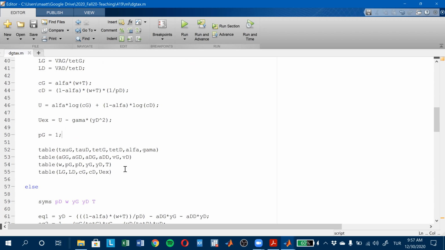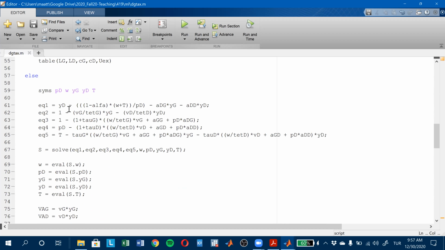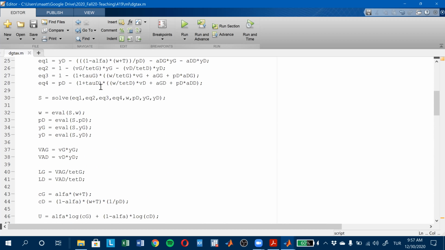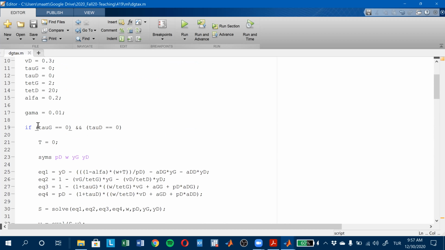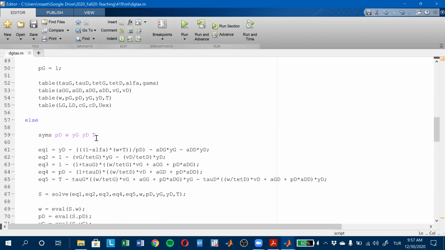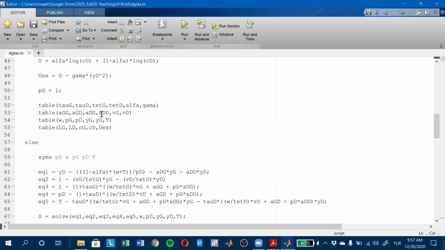Then I have all the variables and I can create tables, all right? Now let me run the model. Oh, sorry. I also have the else part, right? What is else? So remember the if condition. In the if condition, I have both taxes equal to 0. Okay? So if one of these is not 0, or none of these is 0, then this part will execute. Okay, MATLAB will look directly at this part.